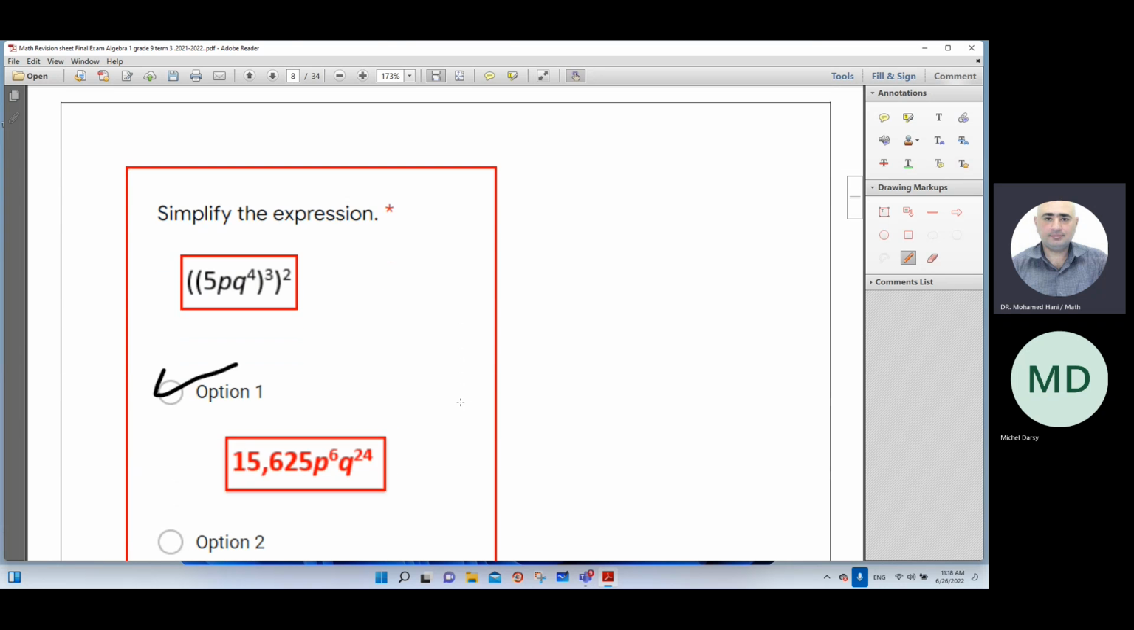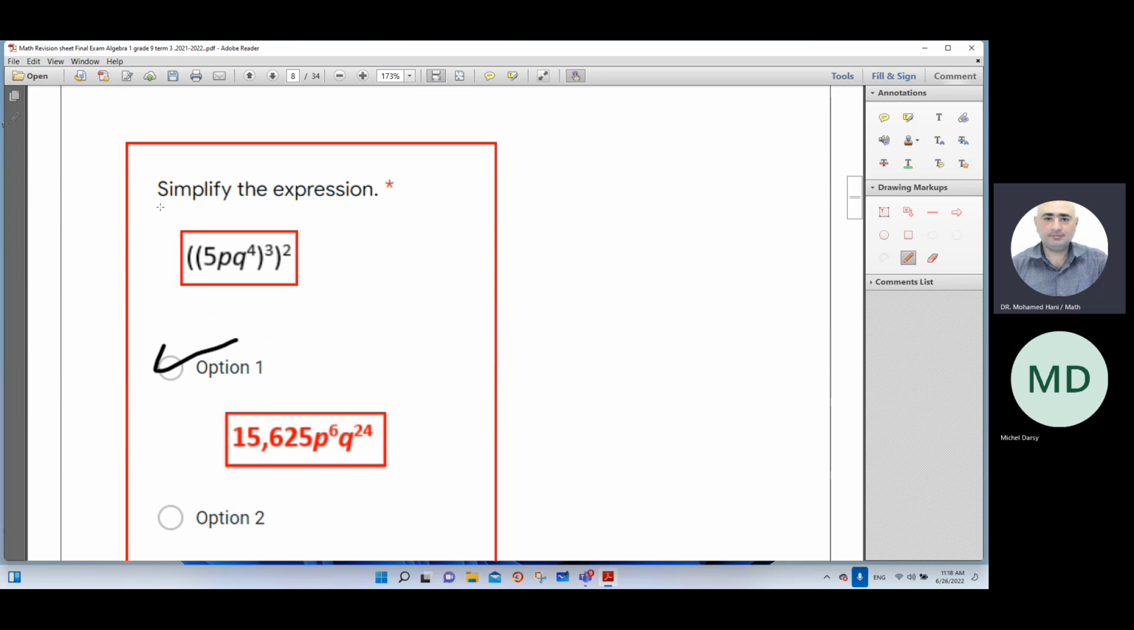And here we want to simplify. As you see, we want to use the power of a power. At first, here you have 2 and here you have 3. So for the power of a power, we multiply 2 by 3. So rewrite: here we have 5b cubed to the power 4. Then 2 times 3 will be 6.